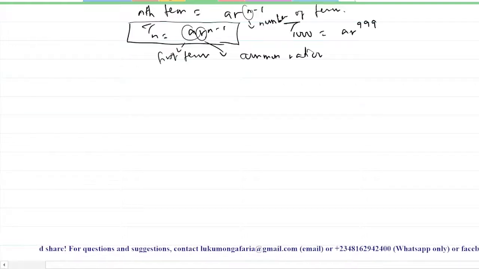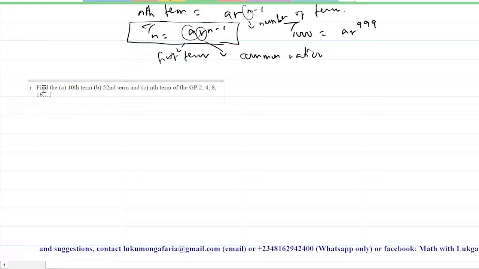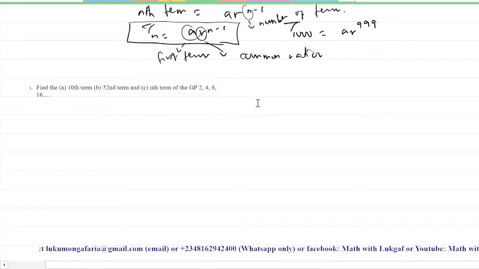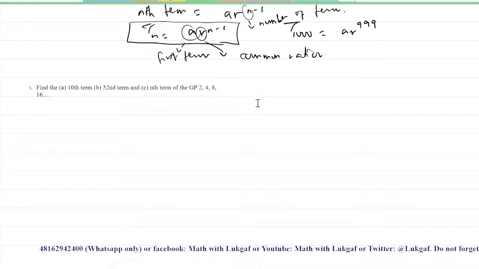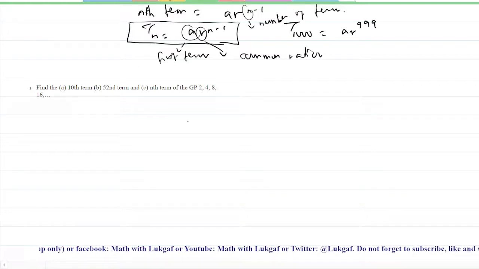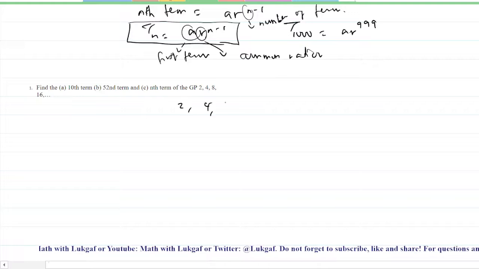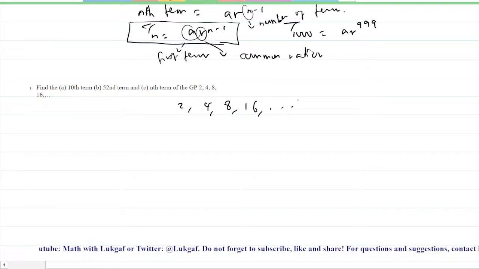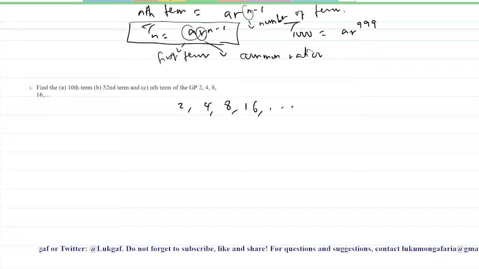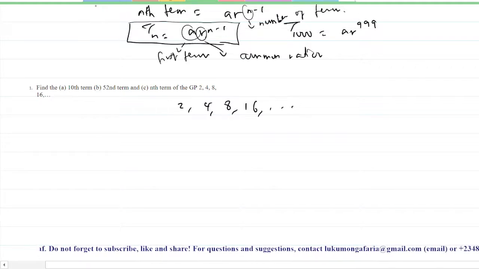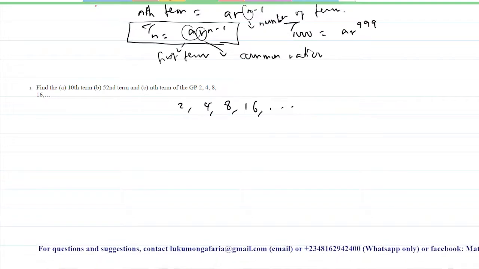so the first question here says, find the 10th term, the 52nd term, and nth term of the GP 2, 4, 8, 16. Without more stress, we know from here that this sequence is a GP because if you check the relationship between the terms, you will see that it is obtained by multiplying the preceding term by 2.